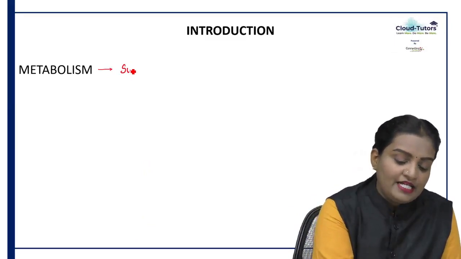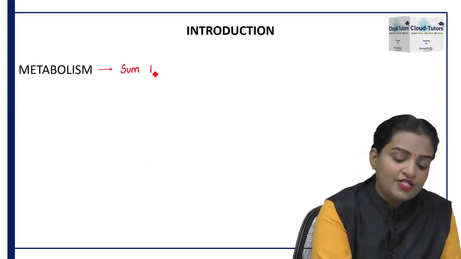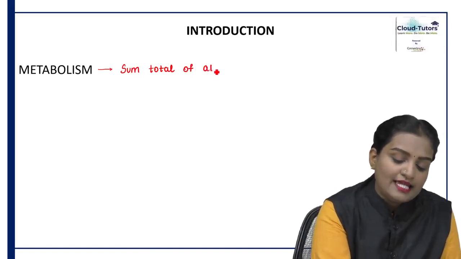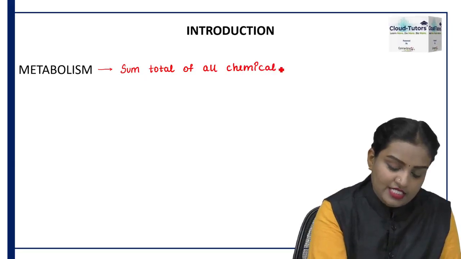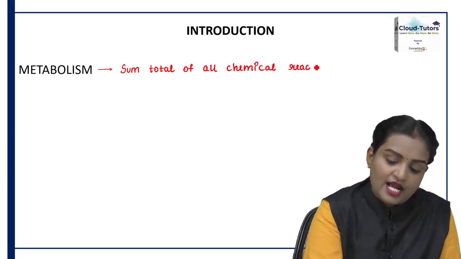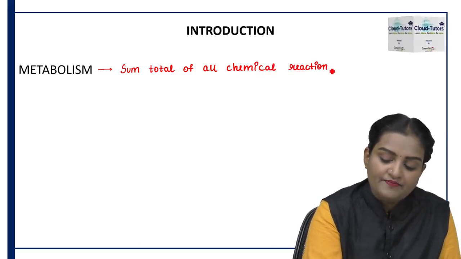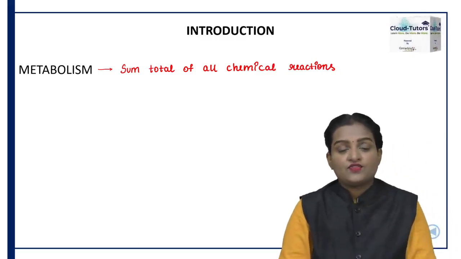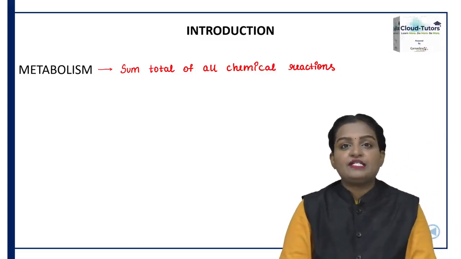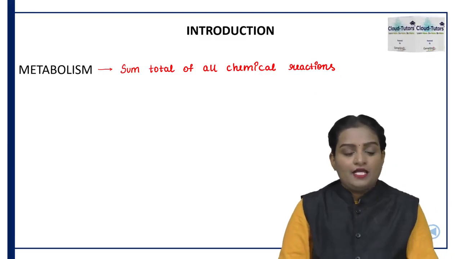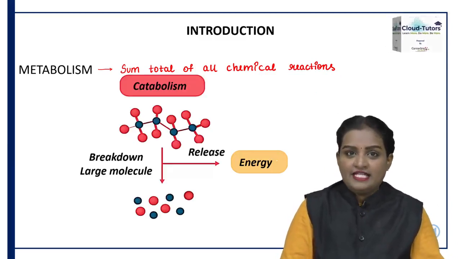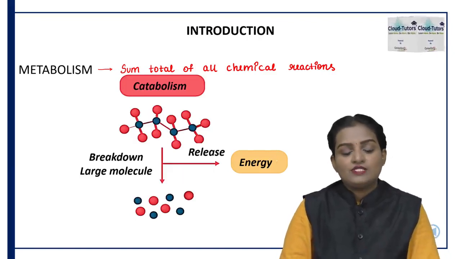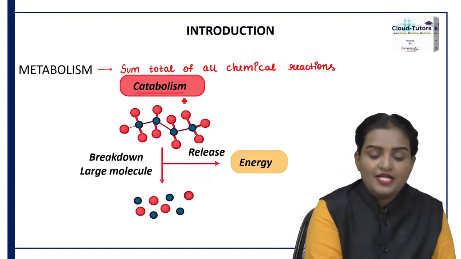So it can be termed as the sum total of all the chemical reactions that occur in my body. And these metabolic reactions can be divided into two types based on what the energy uptake or giveaway is. First type is known as catabolism.